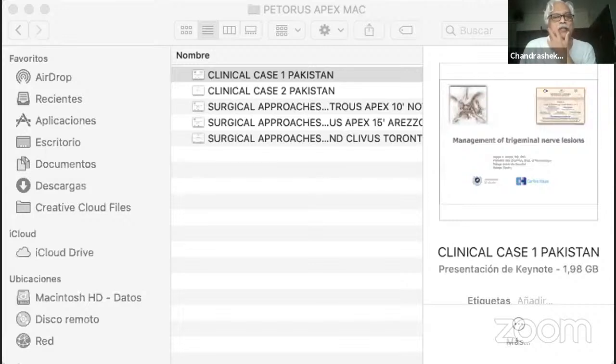Do you do this with ligating the sinus or not? It's a different matter. Sometimes you can get away without ligating the sinus. Sometimes you may have to ligate the sinus, depending on how broad the dural attachment is.